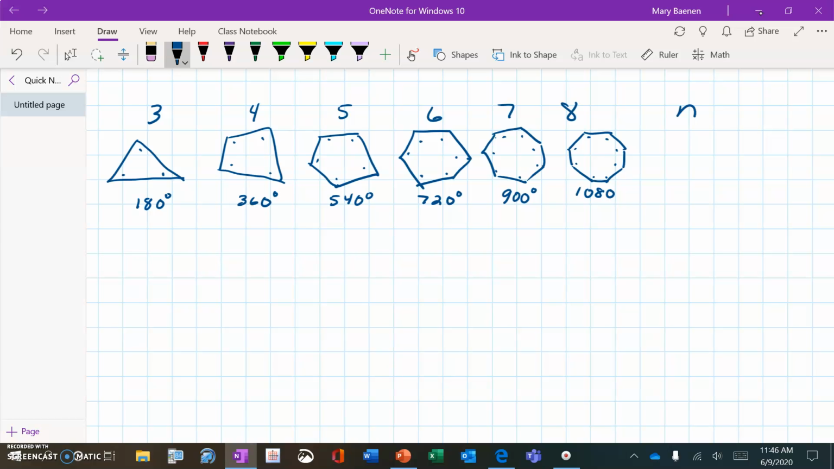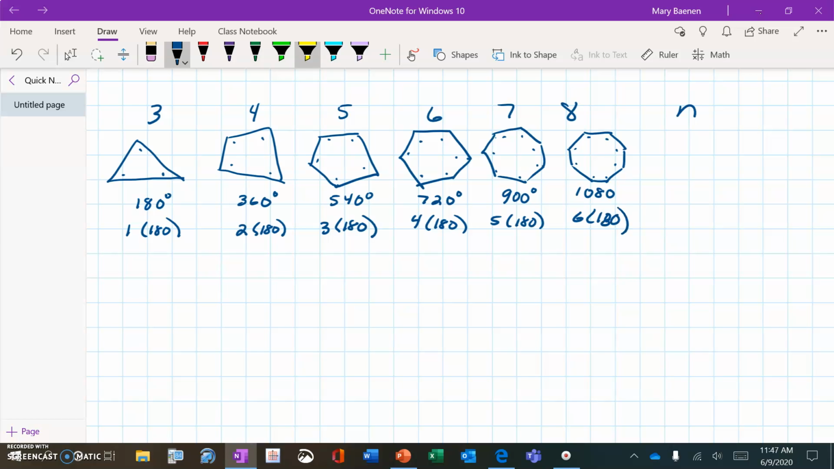Okay, now the investigation leads you to go back and say, do you notice anything about these numbers? Well, 180 doubled is 360. So if I have, this is 2 times 180, this is 1 times 180, and look at this. This is 3 times 180, this is 4 times 180, 5 times 180, 6 times 180.